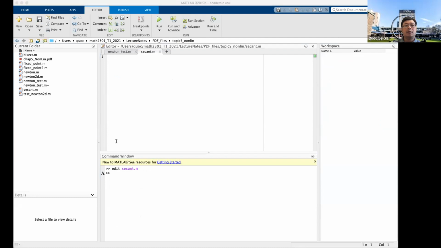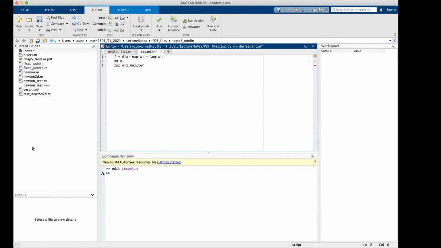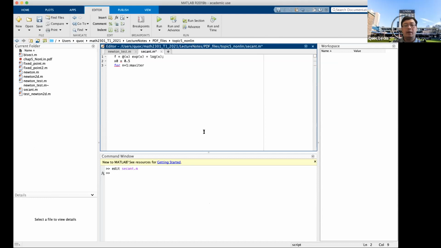What is the function? The function is e to the x plus logarithm x. This is the function f. And now you do the same as before, maybe for n from 1 to max iteration. You have to give two initial points. So what is x0? Your x0 is 0.5 and x1 is 0.6.